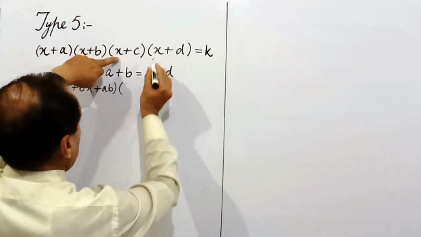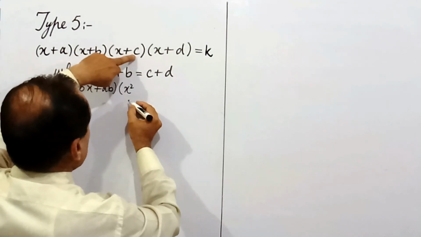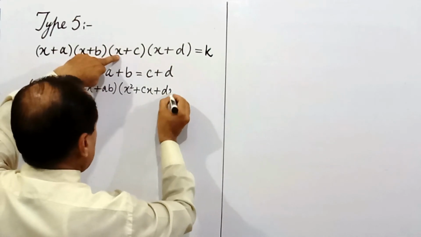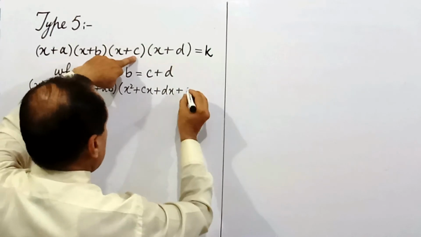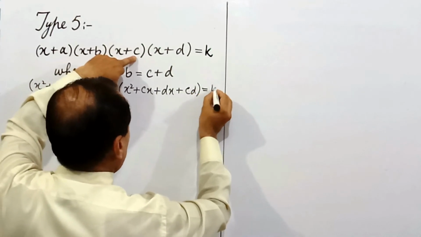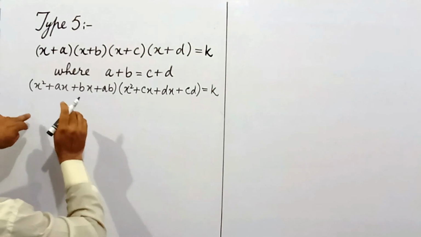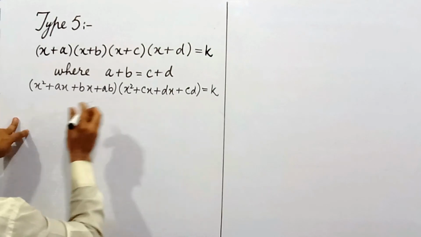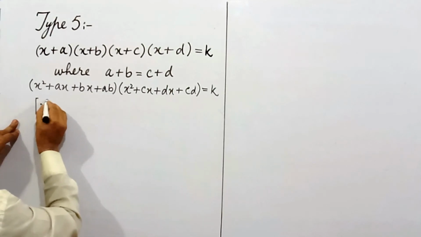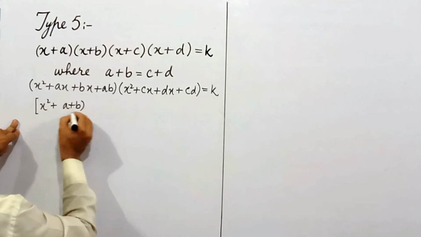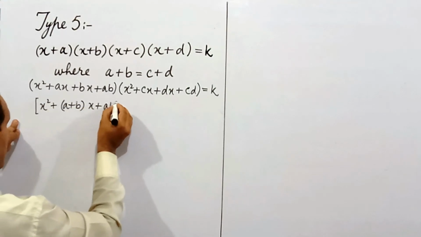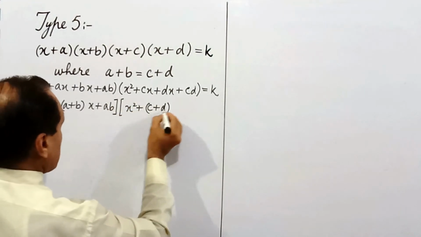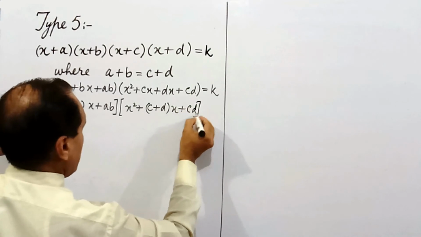Into x is multiplied to x, we have x square. c is multiplied to x, we have cx. x is multiplied to d, we have dx. Plus c multiplied to d, we have cd is equal to k. As in both these factors, x is common in the middle two terms, so we take common in these two. We have x square plus a plus b into x plus ab, x square plus c plus d into x plus cd is equal to k.